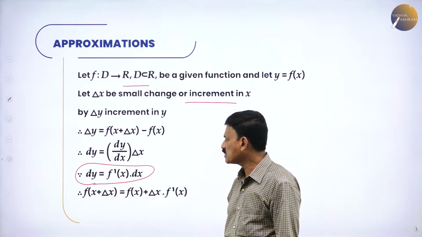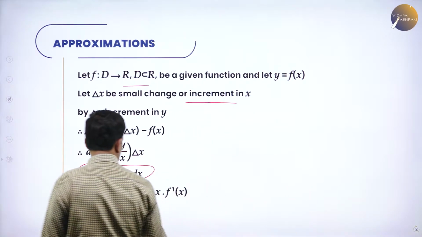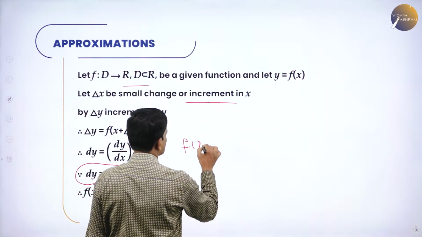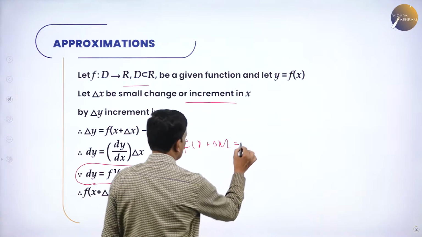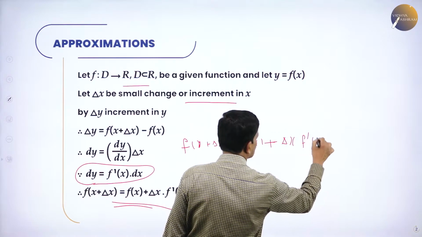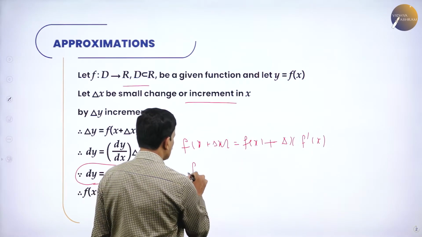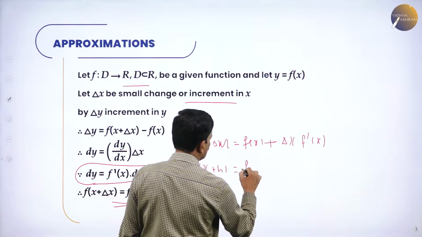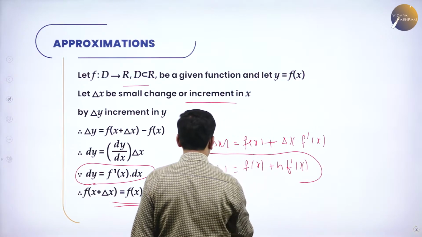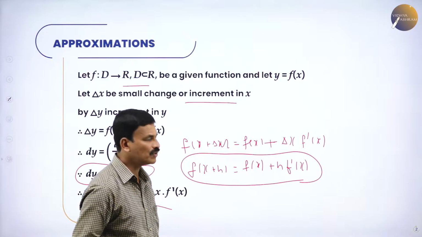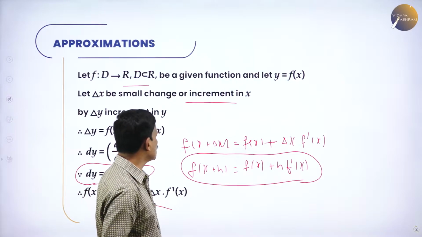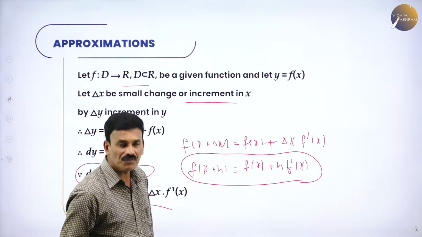Therefore f of x plus delta x is equal to f of x plus delta x into f dash of x. This is the formula which we are going to use. Or you can also write f of x plus h is equal to f of x plus h into f dash of x, the formula we are going to use to find the approximate value. What is the formula? f of x plus h is equal to f of x plus h into f dash of x, or f of x plus delta x is equal to f of x plus delta x into f dash of x. That's it.